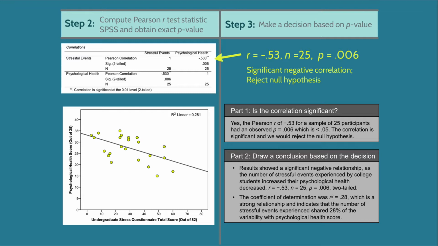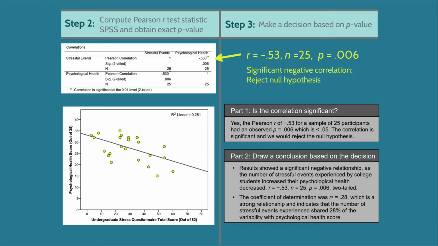Lastly, they give us the n, or the number of participants that were included in the correlation analysis, which was 25. We also generated an SPSS scatter plot to visualize the data. A nice thing about the SPSS scatter plot is when you plot the regression line, or the line of best fit, it also gives you the R-squared value as a measure of effect size.